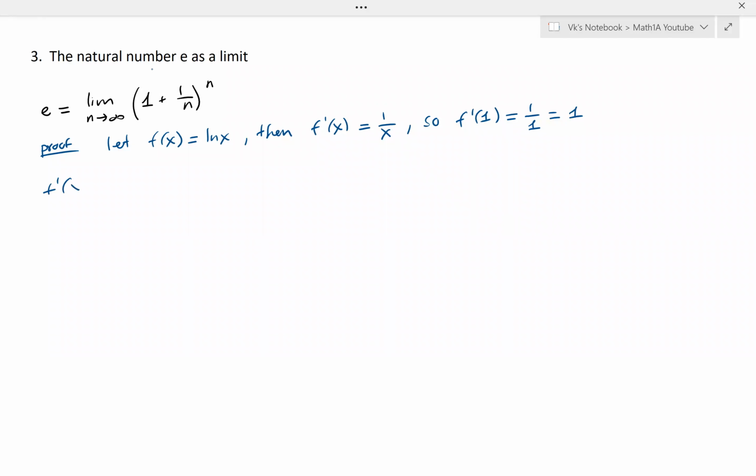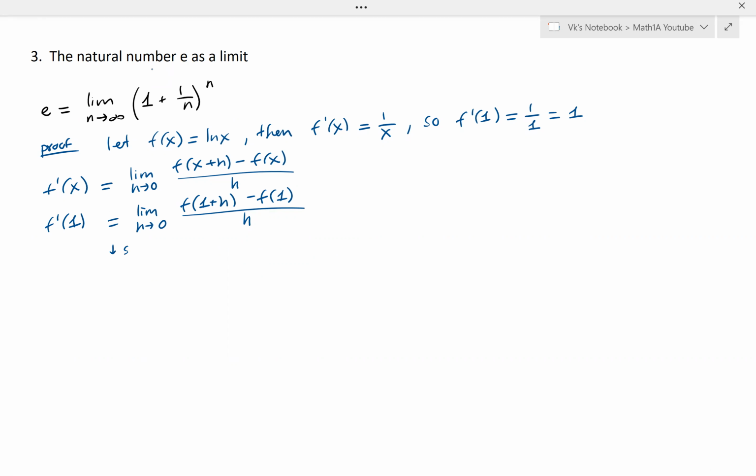We know that f prime of x is also the limit as h goes to 0 of f(x plus h) minus f(x) over h. So f prime of 1 is the limit as h goes to 0 of f(1 plus h) minus f(1) over h. Substitute h equal x. Then f prime of 1 is the limit as x goes to 0 of f(1 plus x) minus f(1) over x.